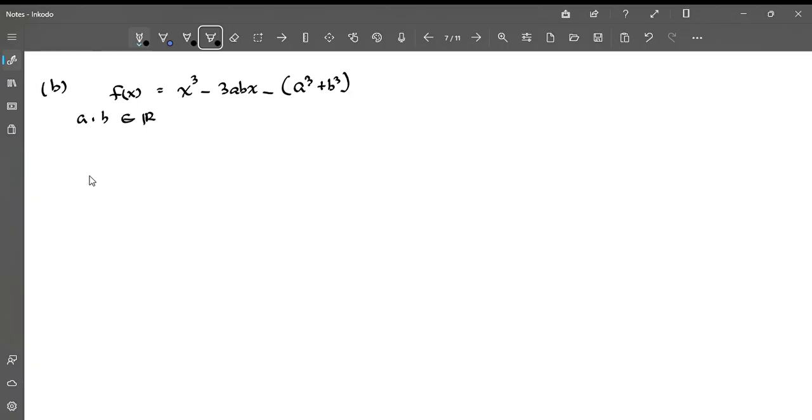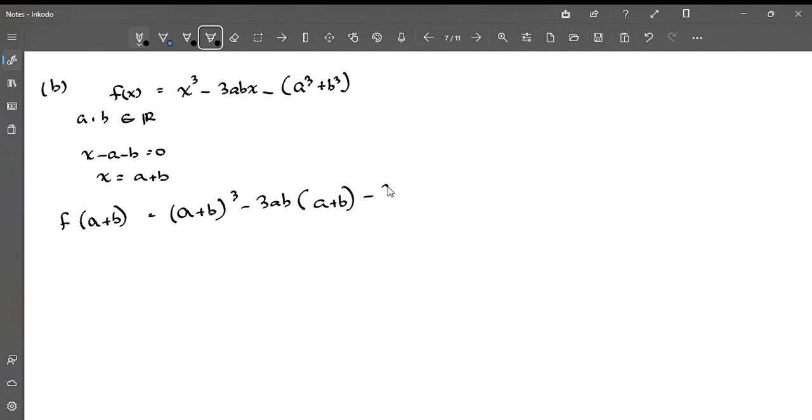To do this, we are going to use the factor theorem. x minus a minus b equals 0, so x should be equal to a plus b. When x equals a plus b, substitute like this. You will have (a plus b) whole thing cubed minus 3ab(a plus b) minus a cubed plus b cubed. That is a cubed plus 3a squared b plus 3ab squared plus b cubed minus 3a squared b minus 3ab squared minus a cubed minus b cubed.